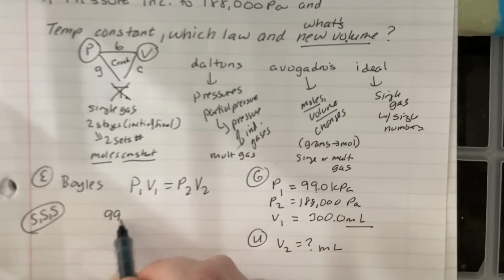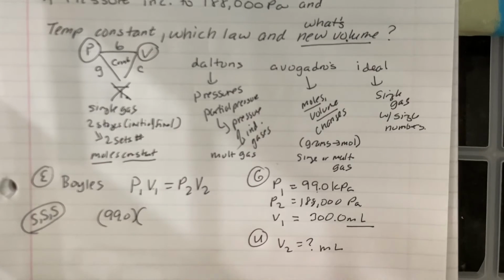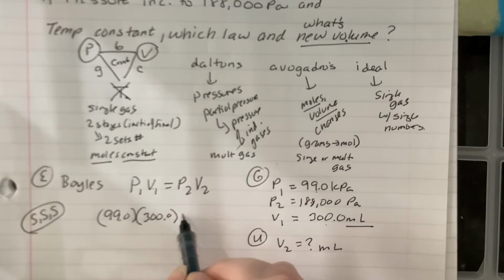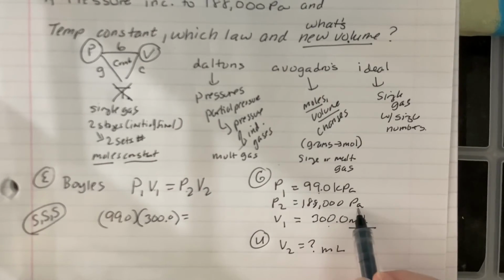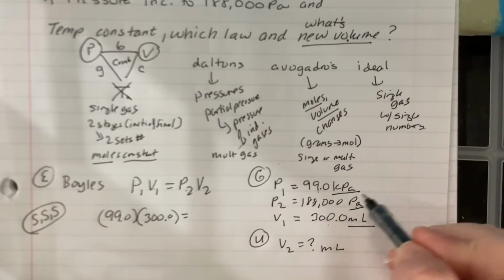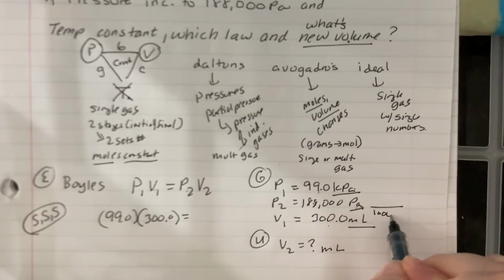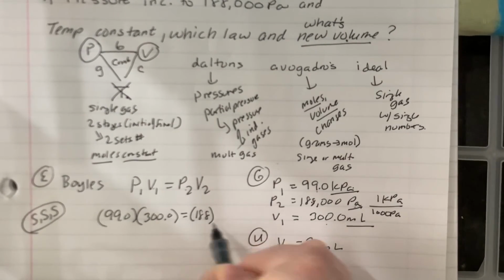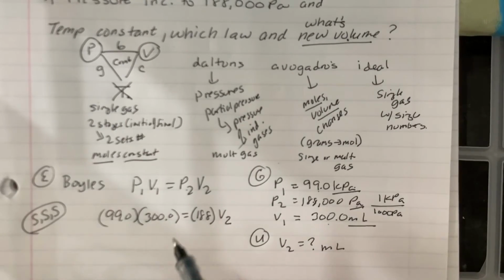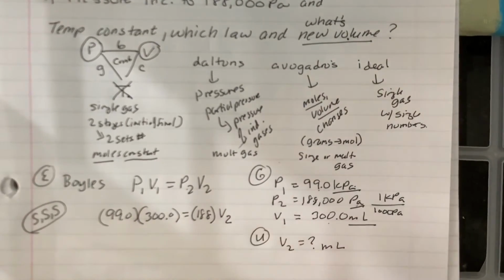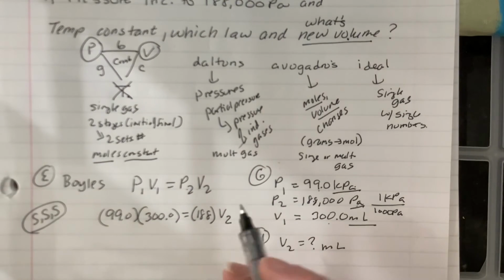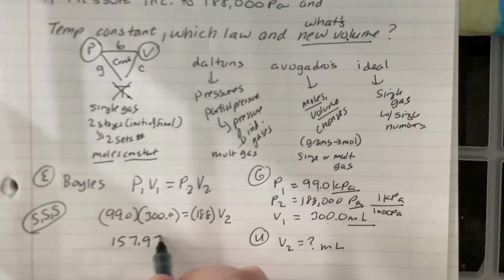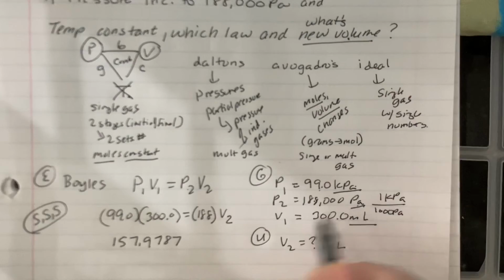P1, 99.0 kilopascals. Volume 1, 300.0 milliliters equals pressure 2. Oh wait, that's in pascals. I need to have these guys match. Kilopascals to pascals. There are 1,000 pascals in 1 kilopascal. Okay, so when I plug that into my calculator, it's 188 kilopascals with a volume of 2. Multiply these together and divide by 188. Gives me 99 times 300 divided by 188, 157.9787.